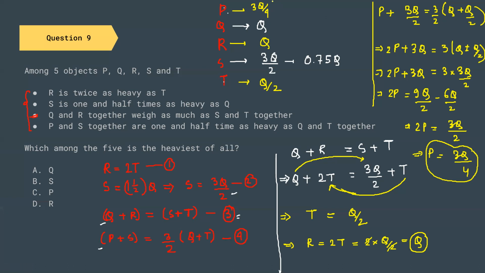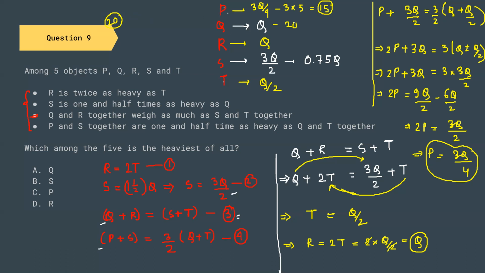Okay. So now let us assume one thing. What are we going to assume? Let us assume that Q is 20 kg. Fine. So if Q is 20 kg, then P will be 3 into 20 by 4. So this will be 3 into 5. That will be 15 kg. There is no need to assume this. You can easily guess which one is the heaviest. I just want to make it easier for you to understand.